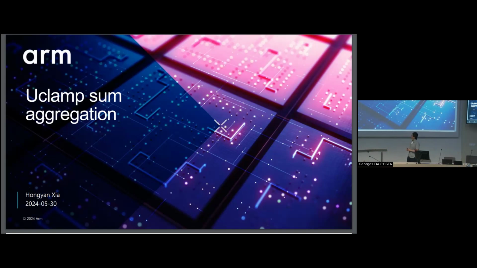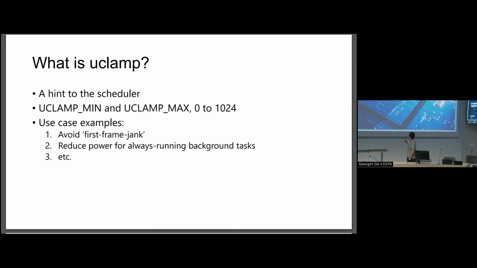Yes. Okay. So today, my topic is Uclamp sum aggregation. This is exploring a different implementation of Uclamp in the scheduler. A very quick introduction of what Uclamp does: it's a scheduler hint, a performance hint. There are two values, Uclamp min and Uclamp max, and these two values range from 0 to 1024, with 1024 being the highest.